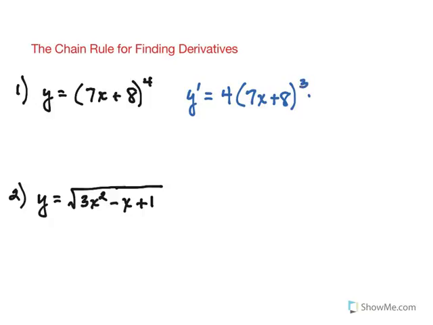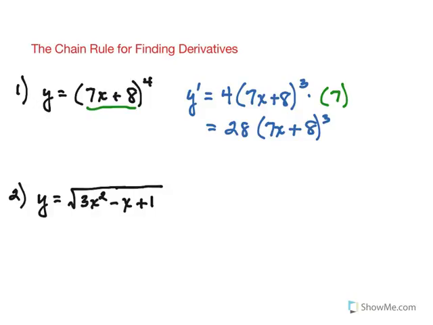Now we're going to go inside and multiply by the derivative of the 7x plus 8. So that's just going to be 7. And then we just simplify as we're able. So here we can multiply the 4 and the 7 together to make 28. And we have 28 times the quantity 7x plus 8 cubed. And that would be our answer.